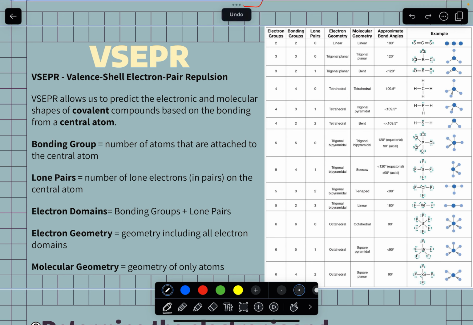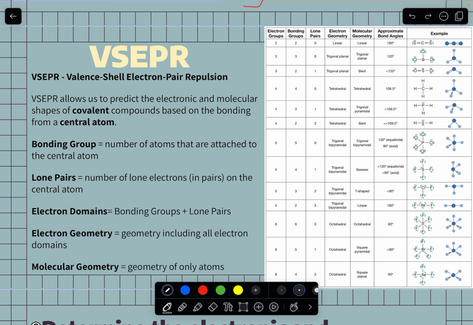Okay, so VSEPR helps us determine the electronic and molecular shapes of covalent compounds. We're only doing covalent here, not ionic. And this is going to be based on the central atom, what's around the central atom. Okay, so we have some definitions here.